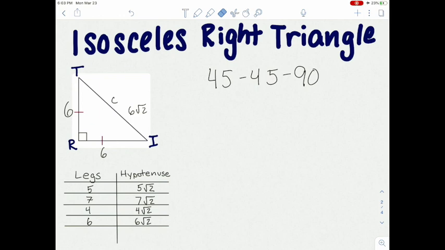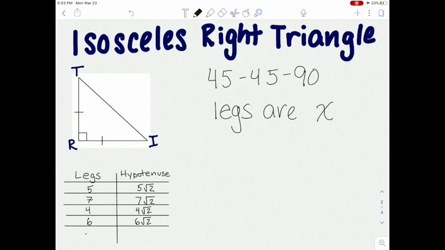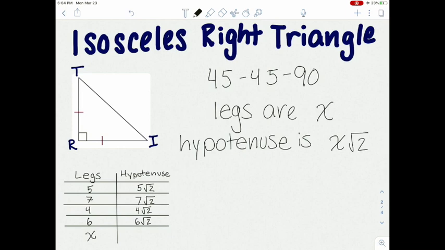In a 45, 45, 90 triangle, if the legs are, let's represent them with x, the hypotenuse is what? Whatever the value of x is, times radical 2.